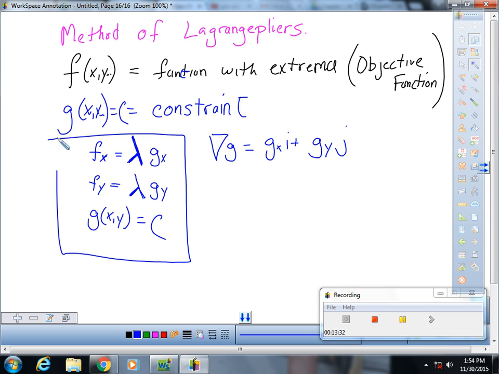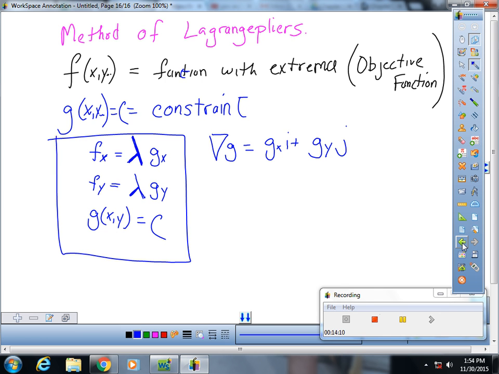Once you set them up, you solve them. The easiest way or the most consistent way to solve them is to solve each of the first 2 equations for lambda, and then you'll be able to identify y in terms of x and plug that back into this. You'll see it coming up. Okay? Then you simply test the points into our original objective function and find the biggest one or the smallest one depending on what you're looking for.